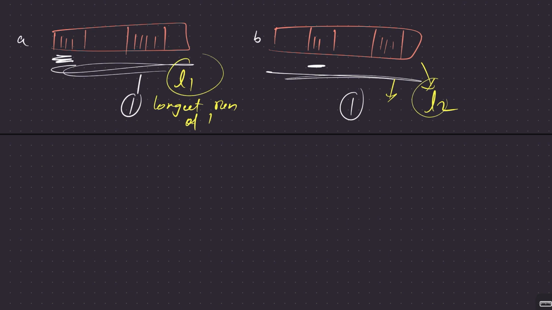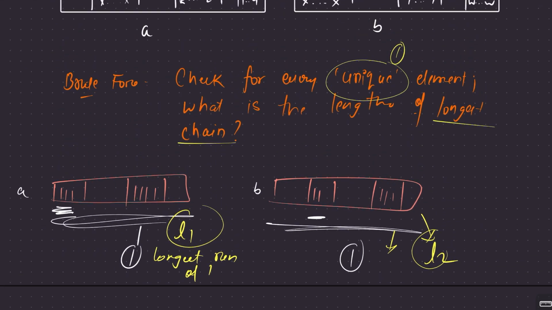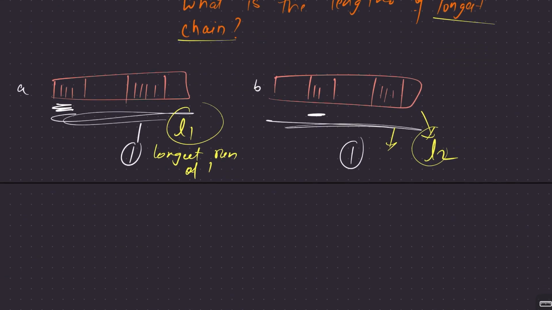I'll repeat myself again. What is L1 and L2? L1 is the longest run of 1 in this array A, and L2 is the longest run of 1 in array B. And what were we after? Effectively, we are after the length of longest chain for this one element. It turns out to be the longest run of 1 here plus the longest run of 1 in this one. And this comes from a pretty straightforward observation, right?